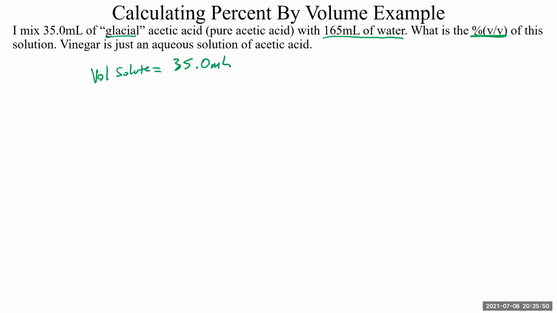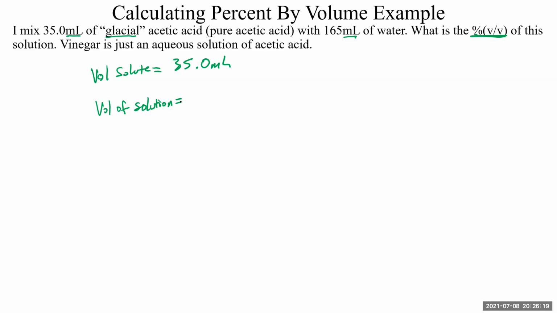By the way, note it doesn't make any difference what volume unit you use, as long as the top and the bottom are both volume units and the same unit, they'll cancel out, and that's all you need for a percentage, for the units to cancel out completely. So volume of solute is 35 milliliters of acetic acid. The volume of solution is what? Don't say 165 because it's not.